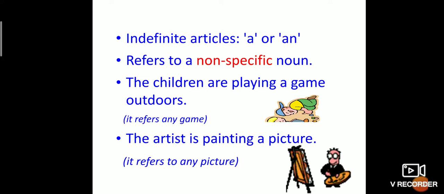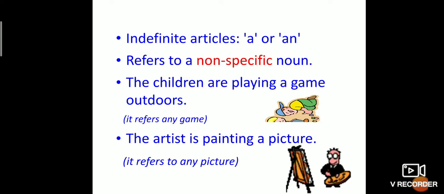So, next come to indefinite articles. So children, a or an, these are called your indefinite articles, as it refers to non-specific nouns, the nouns which are not known to us, which are not particular. Like the children are playing a game outside. We do not know the game that the children are playing. So we'll use a with it.